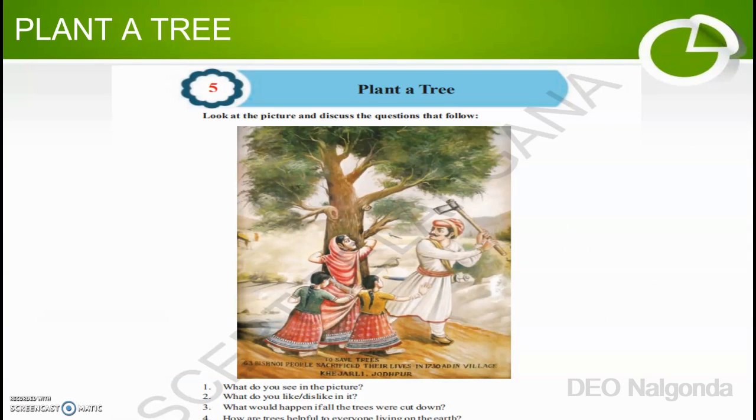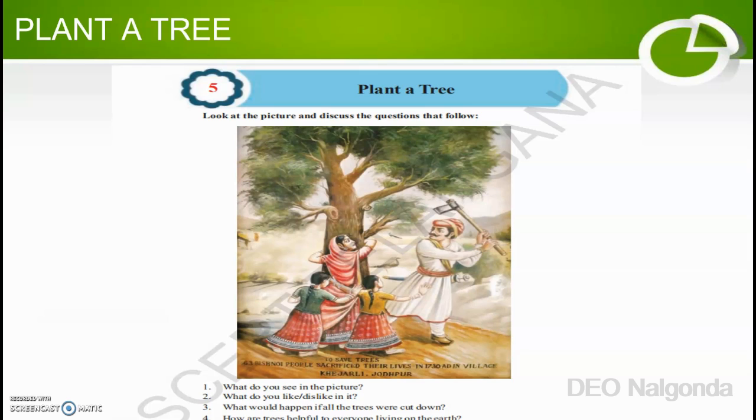Now, children, if you observe this face sheet, look at the picture. What do you see in the picture? And you will know what would happen if all the trees were cut down. As all of us know, trees help everyone living on the earth. Let me tell you, there is an inspiring story behind this face sheet.